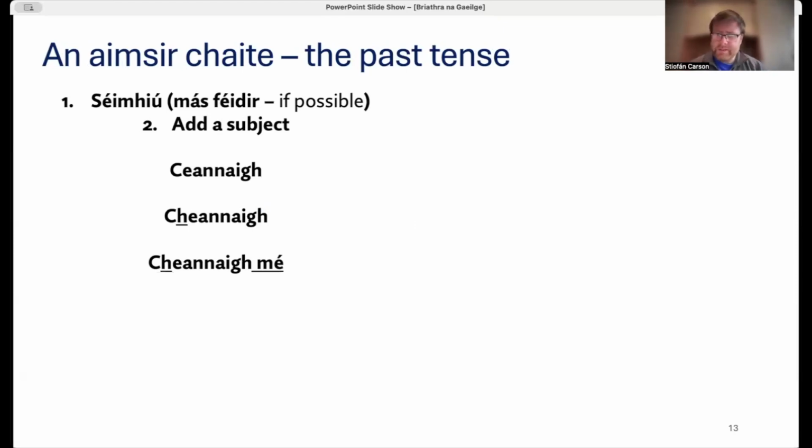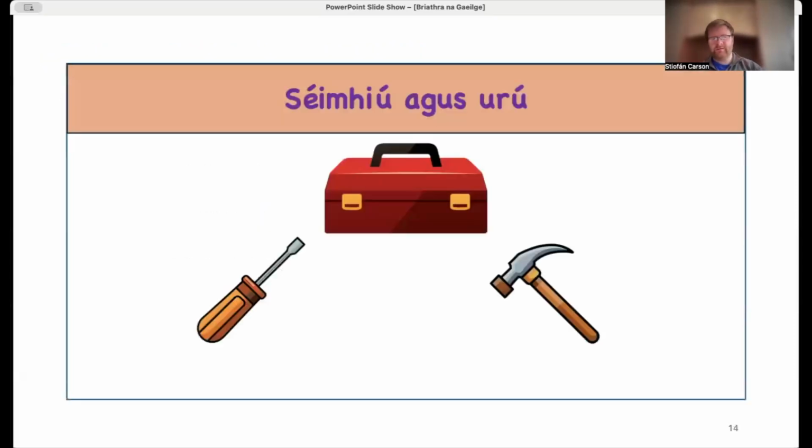An aimsir chaite, the past tense. This is really the simplest tense to make or to conjugate from these stems. There's 2 steps. Séimhiú, if possible, and then add the subject. So we take the verb ceannaigh, buy, adding a séimhiú, cheannaigh mé, I bought. The séimhiú shows that it's in the past tense, and then the mé shows who did it. Cheannaigh mé, I bought.